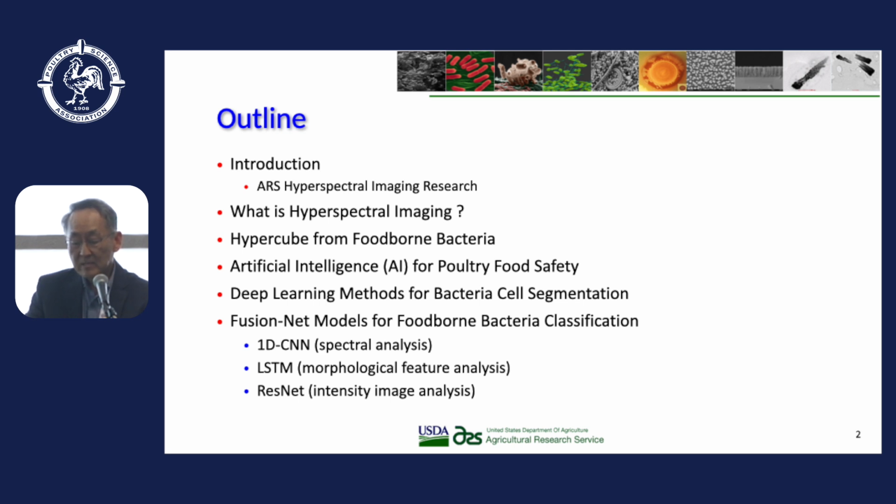And after that, this is the main part. I'm going to talk about the deep learning method, specifically FusionNet. This is a multiple model. We combine the different hypercube features because the hypercube has many different features. So in most cases so far, many scientists and researchers use the spectral data most likely. However, we still have spatial information, such as morphological features, and we also have intensity distribution, right? So I'm going to talk about that.